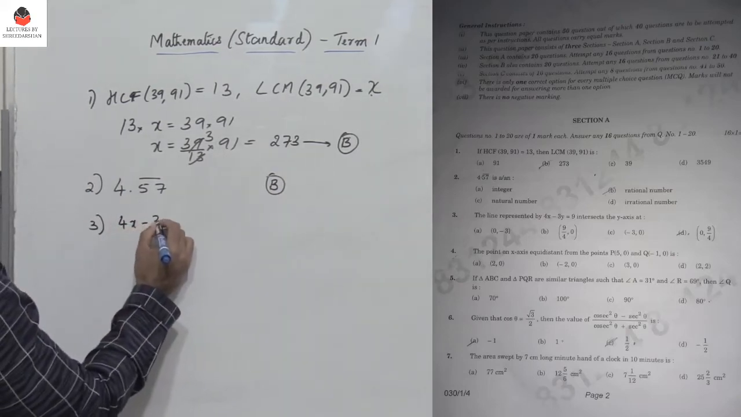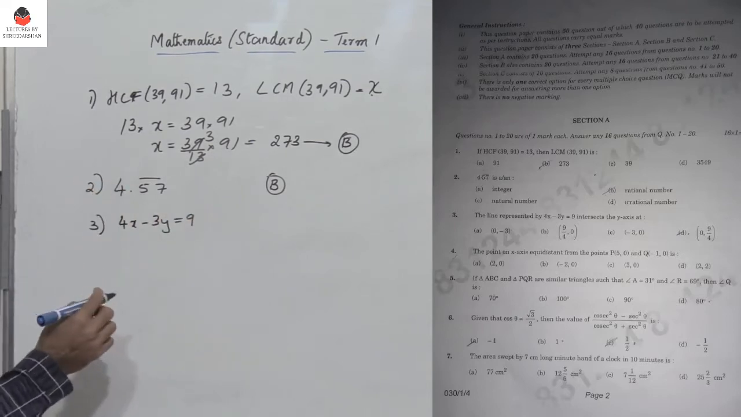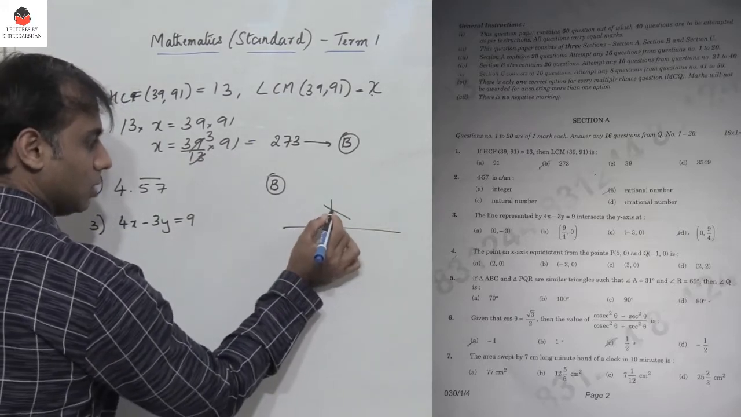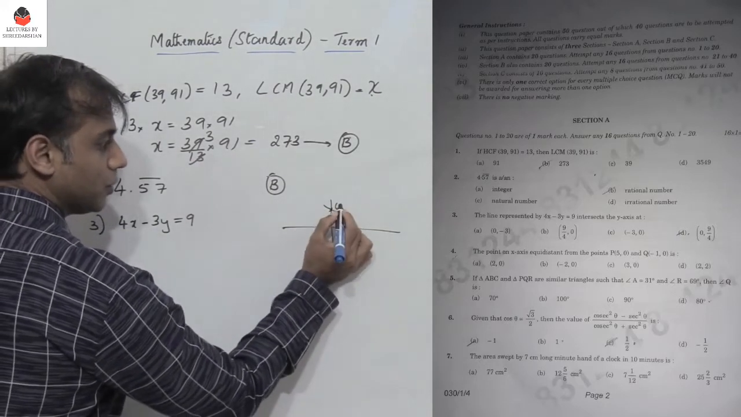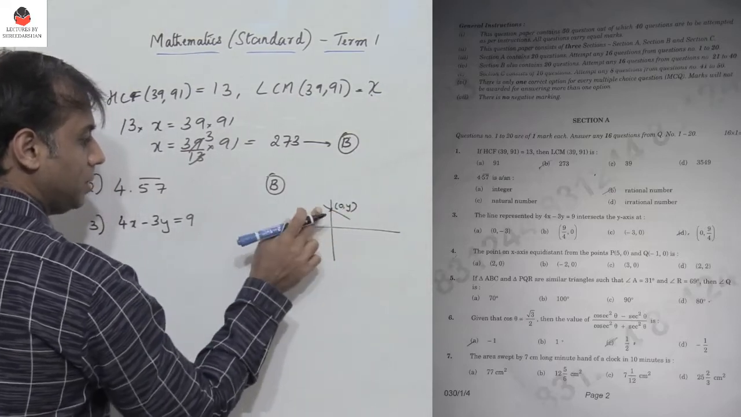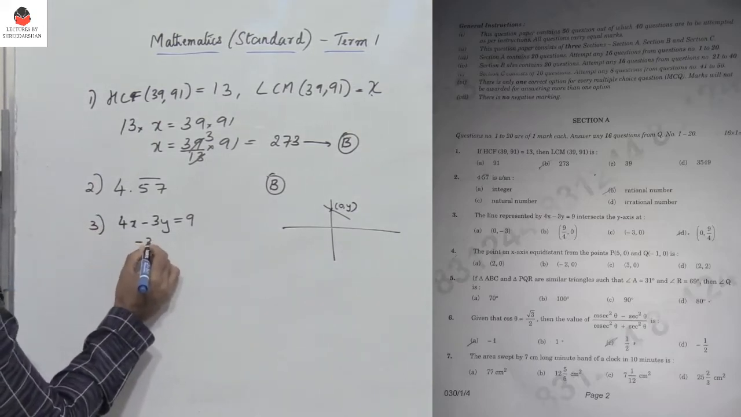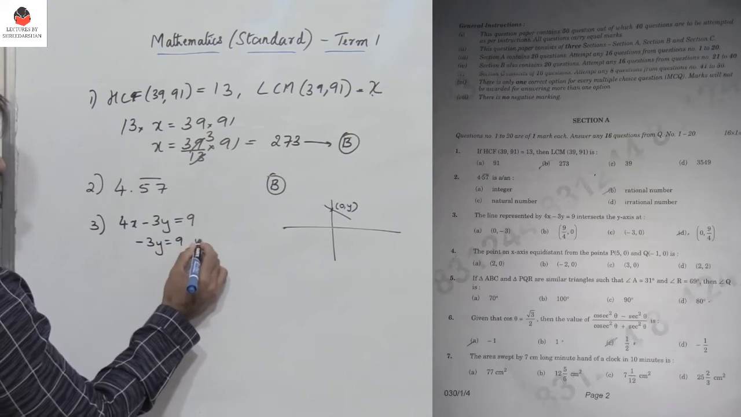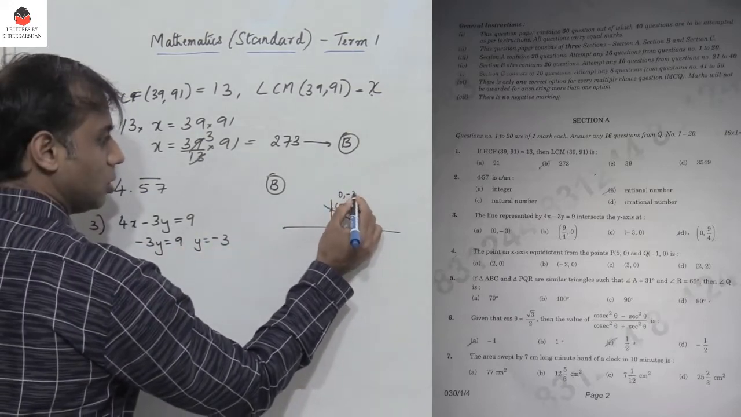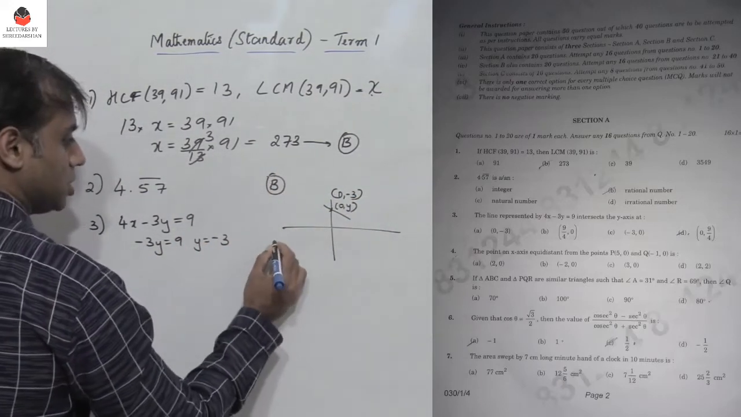4x minus 3y equals 9 intersects y-axis at. So if I have a line which intersects the y-axis, then it will be of the form 0 comma y. That means the x value will be 0. So put x equal to 0. So we get minus 3y equals 9, or y equals minus 3. So what are the coordinates? The coordinates are 0 comma minus 3. So observe the four options. It is nothing but option A.